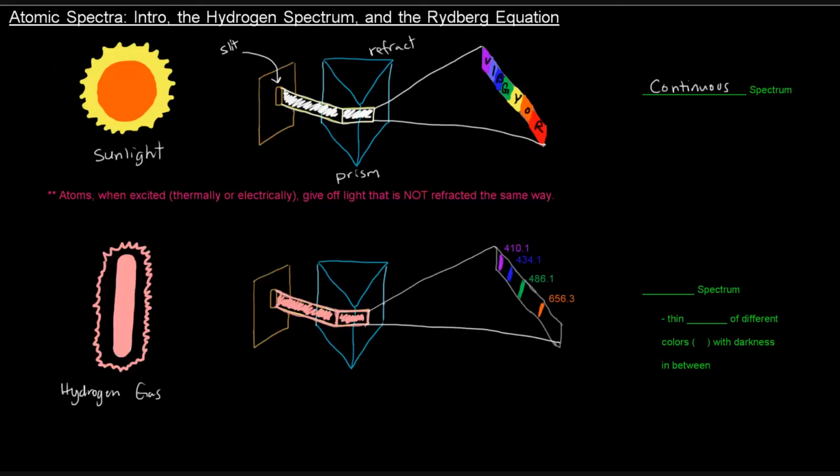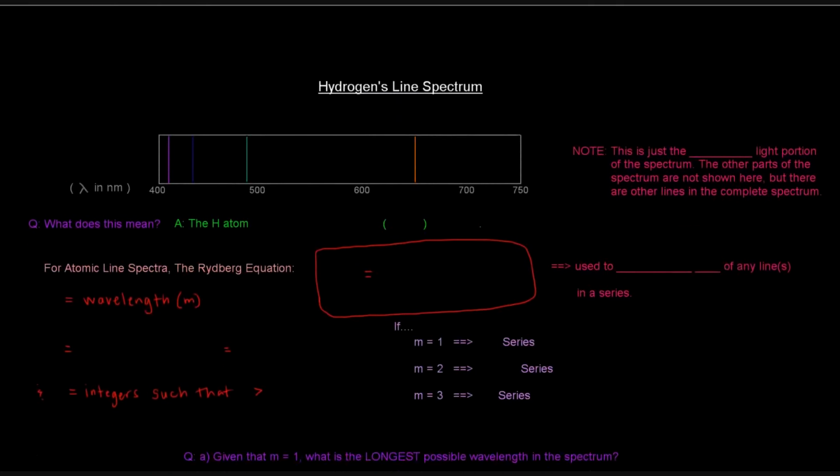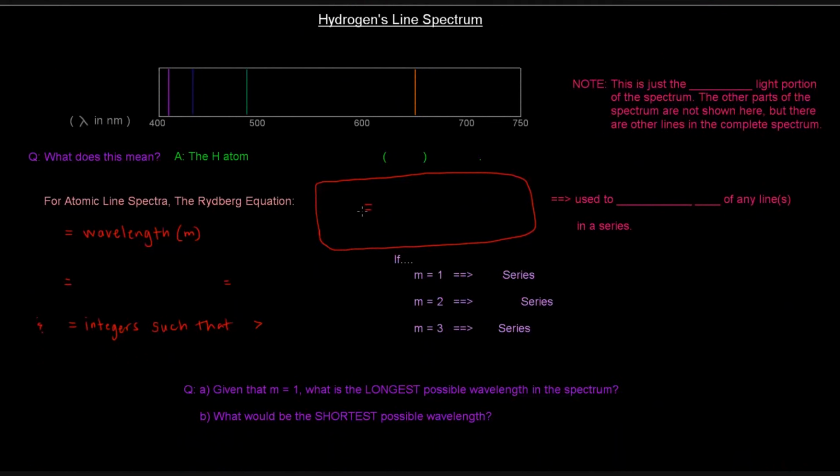So here, instead of seeing continuous color changes, we see thin lines, each of different colors, with darkness in between them. This is a line spectrum. So we see thin lines that are shaped like the slit is, and these lines are of different colors that have corresponding wavelengths, and in between them is just darkness. Now this is specifically hydrogen's line spectrum.